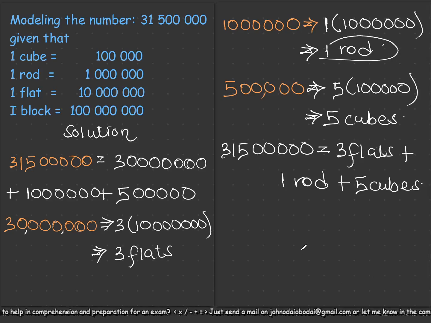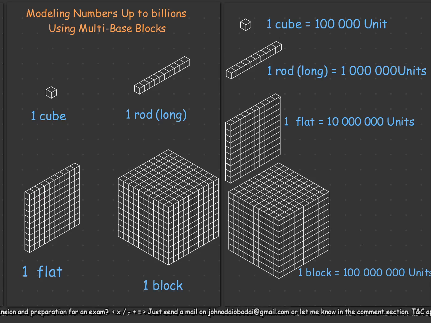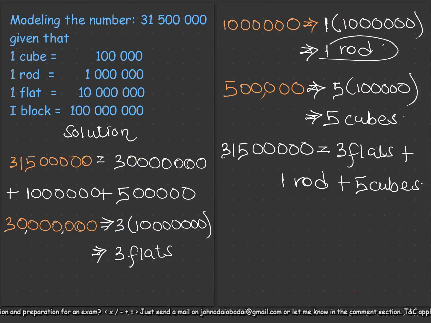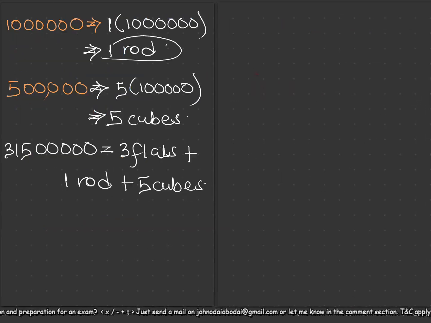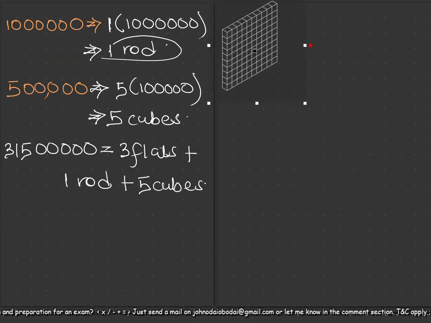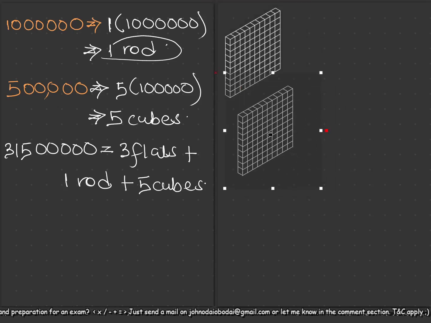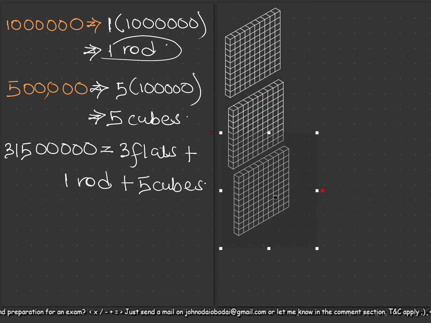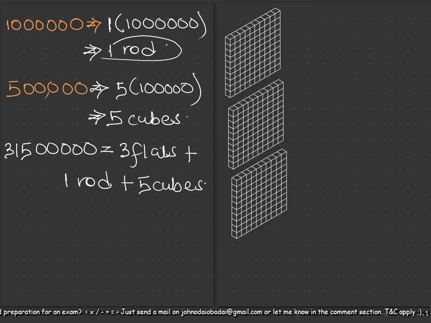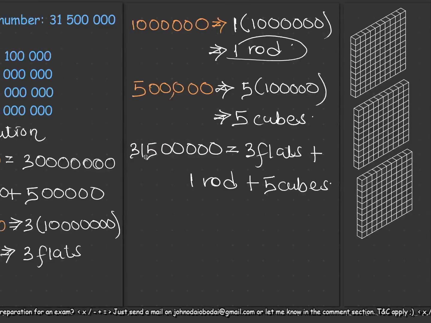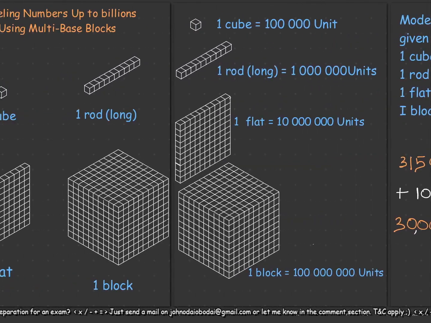So we come back here and then we look at how our flat looks. So you see how the flat is. Then it simply means that I need 3 of the flat. So 1, I'll put 1 here, 2, and then 3. This is what we have over here. So this here will represent my 3 flats.